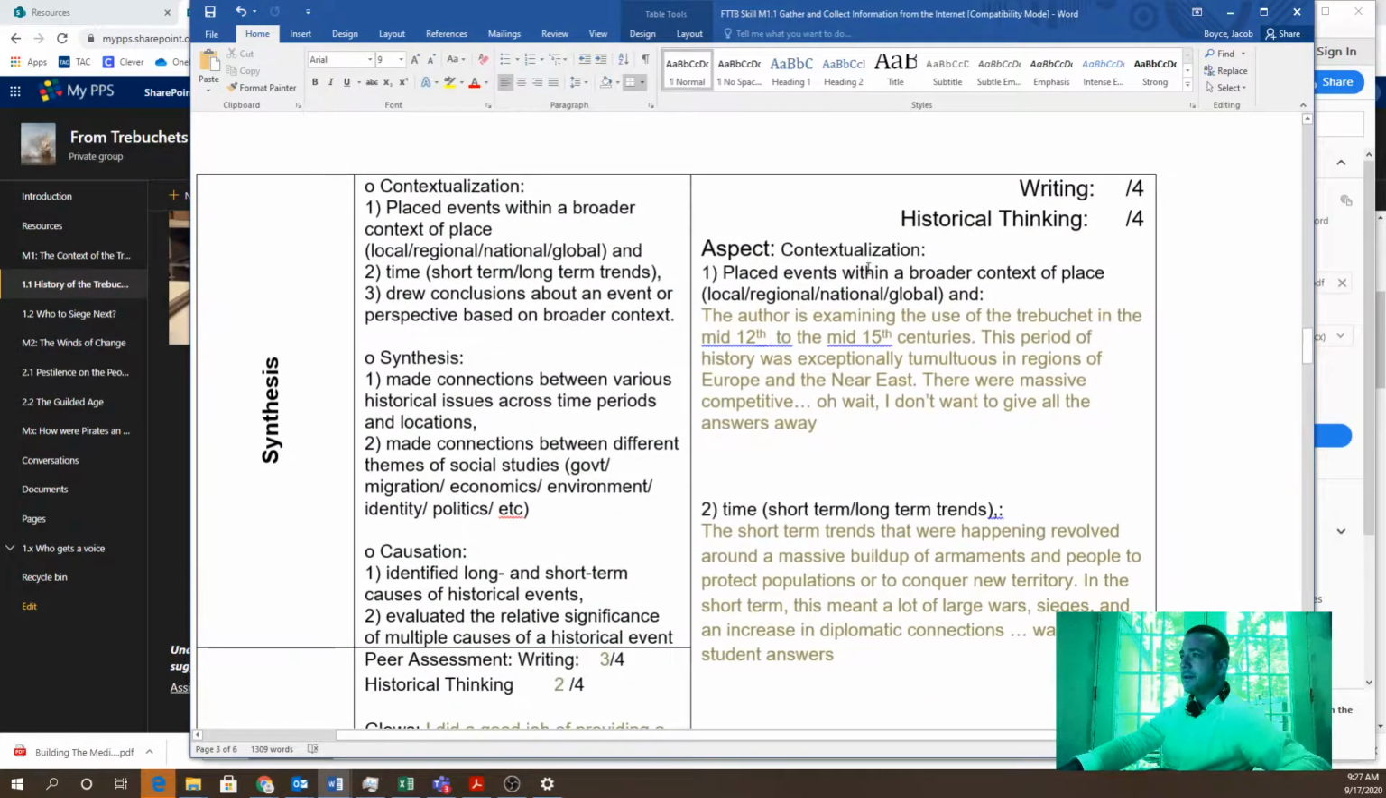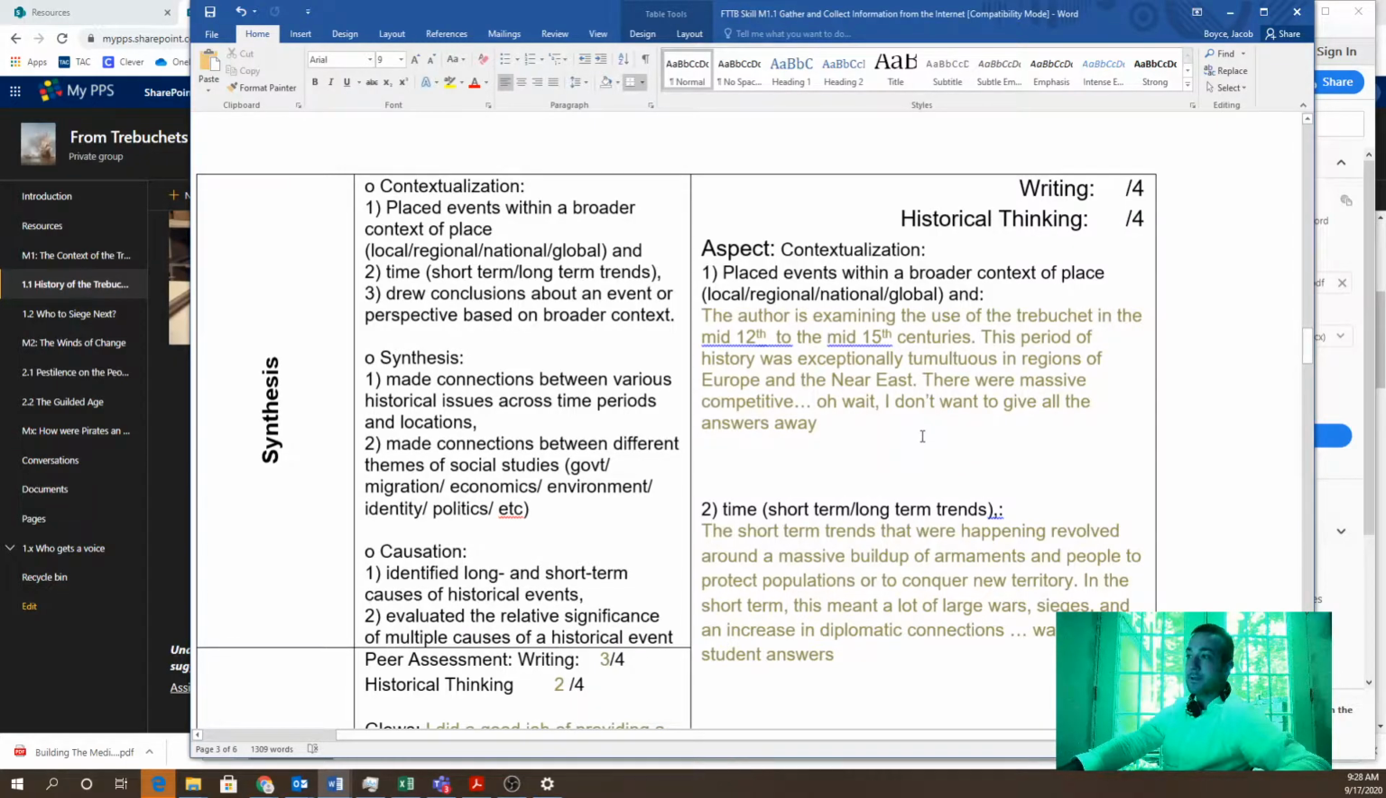So down to the contextualization, and this starts to get into more or less the broad context of the historical event. We know that this was done in 2019. We know that this was done on a different continent, in a different culture, in a language that wasn't even spoken at the time. And so what we can say is that the author examining this use of the trebuchet in the mid-12th to mid-15th century, and we start to get into the historical context of the work.